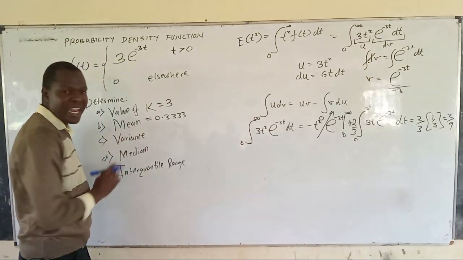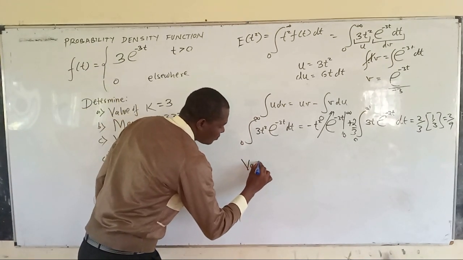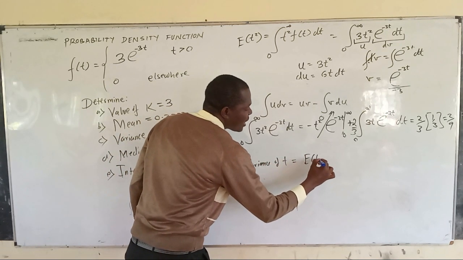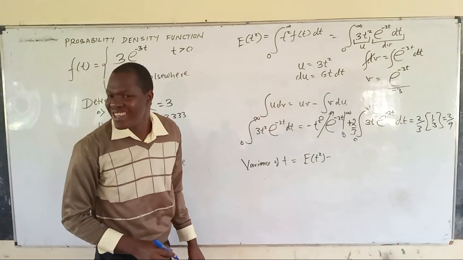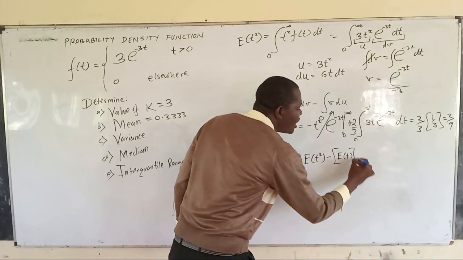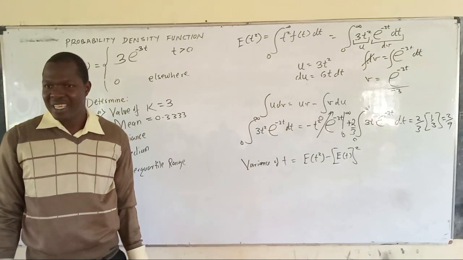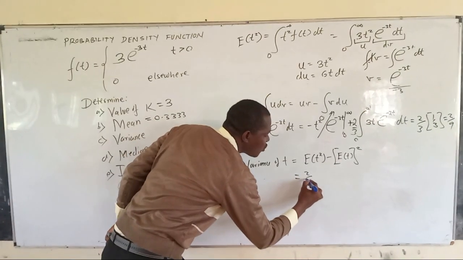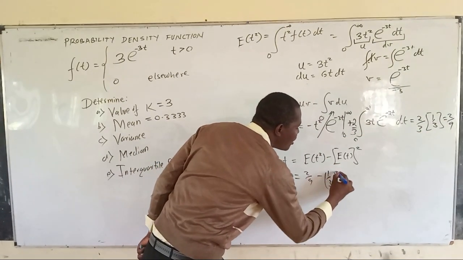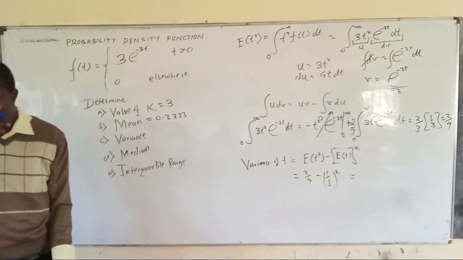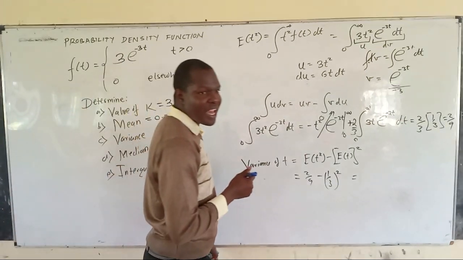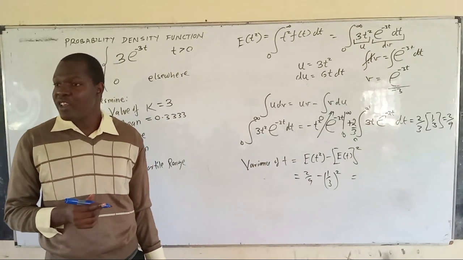So can we now get the variance? The variance of t is the expected value of t squared minus the mean squared, and the mean was the expected value. Are we together? So the expected value of t squared you found is 2 over 9, then minus the mean squared, 1 over 3 squared. What do you get? The variance is 1 over 9.